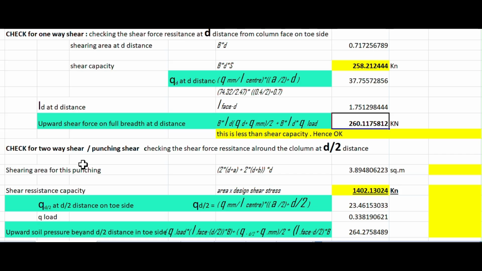Next, we check the same shear at a distance of D by 2, but all round the column face. This check is also called the punching shear force. See, this is another explanatory image or drawing. This is two-way shear checking, or punching shear. A and B are the column sizes.